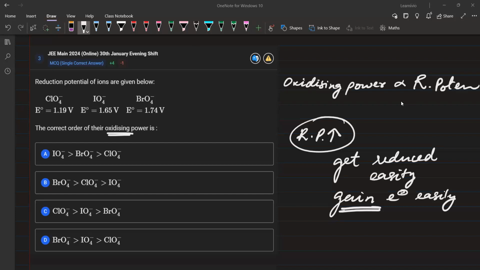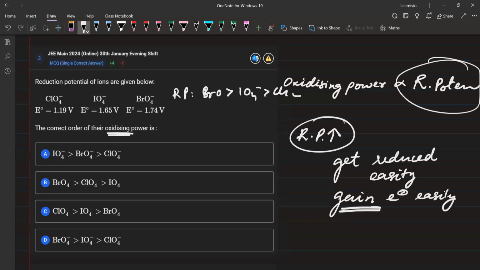अब तो आ जाना चाहिए आंसर ना. ऑक्सीडाइजिंग पावर, इट इज डायरेक्टली प्रोपोर्शनल टू रिडक्शन पोटेंशियल. The species which is having the highest reduction potential has the highest oxidizing power also. So if you look here, what is the reduction potential? BrO4 negative का सबसे हाई है, then you have IO4 negative and then you have ClO4 negative. So option number D. ठीक है, please write it down. Oxidizing power is directly proportional to the reduction potential.